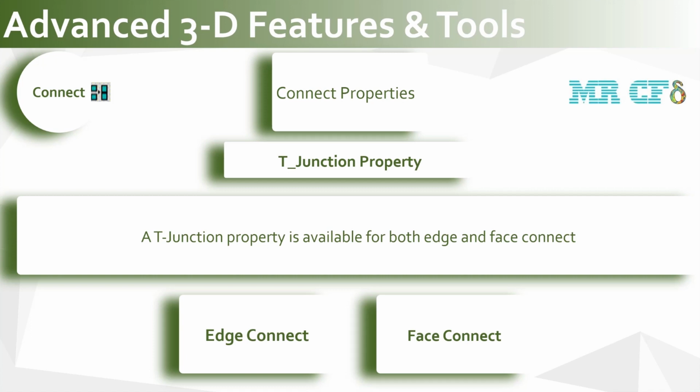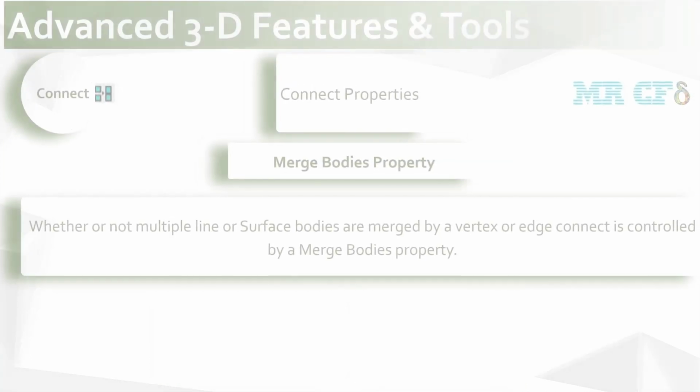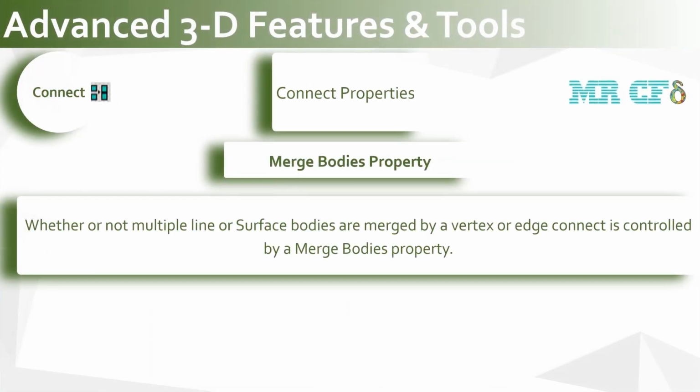For face connect, the T-junction property has a default value of off, meaning that only fully overlapping faces can be connected. For connecting partial overlapping faces, switch the property value to on. Whether or not multiple line or surface bodies are merged by a vertex or edge connect is controlled by a merge bodies property that may take values no, yes, or if compatible attributes.